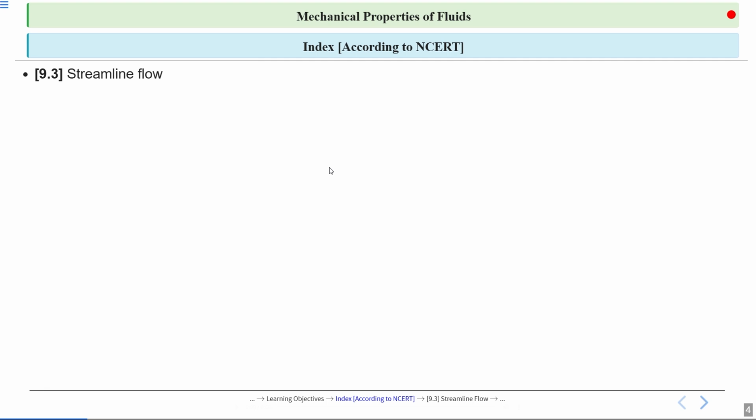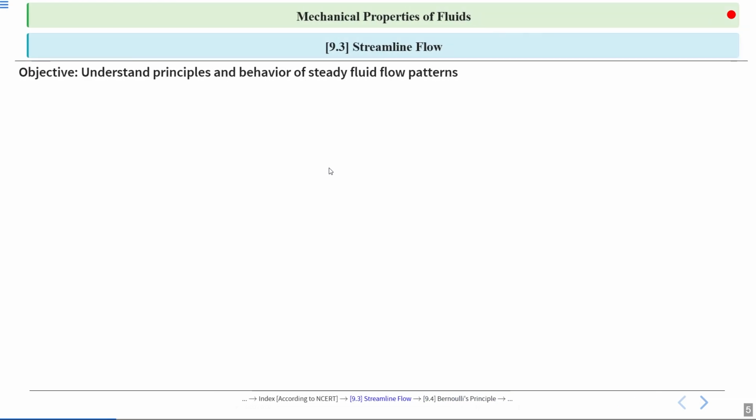In today's lecture, we are going to cover section 9.3 streamline flow, then 9.4 Bernoulli's principle. So, let's start.